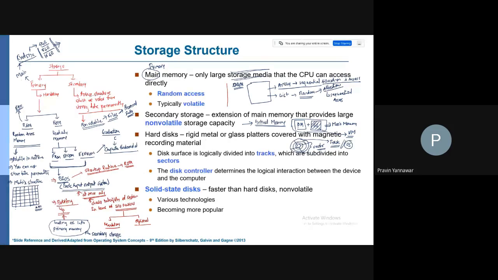You need a disk controller for managing the activity of this particular disk. What you need is a disk controller. This determines the logical interaction between the device and the computer.